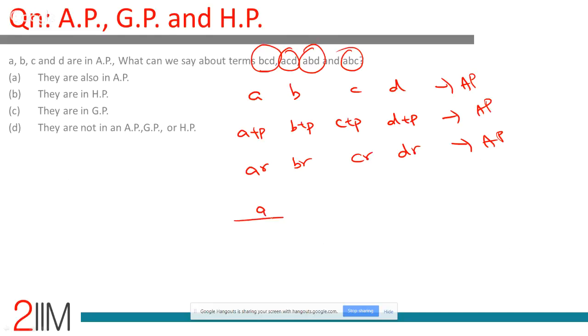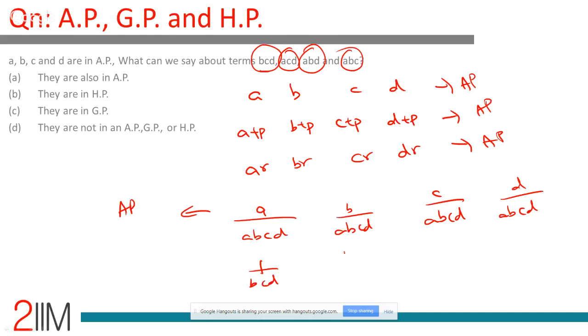Let's divide this way. A by ABCD, B by ABCD, C by ABCD, D by ABCD. These four terms will be in an AP. Or 1 by BCD, 1 by ACD, 1 by ABD, 1 by ABC. These will be in AP, dividing by ABCD throughout. So 1 by BCD, 1 by ACD, 1 by ABD, 1 by ABC. They are all in AP.